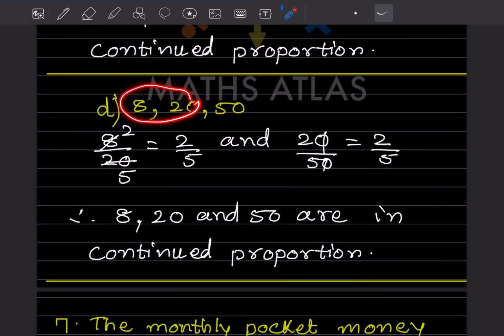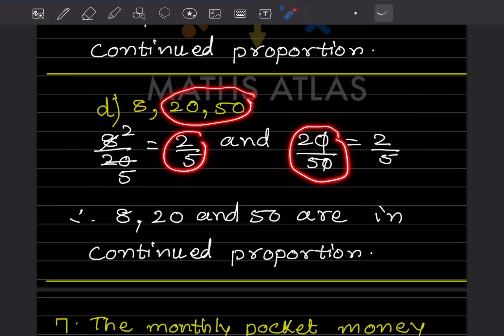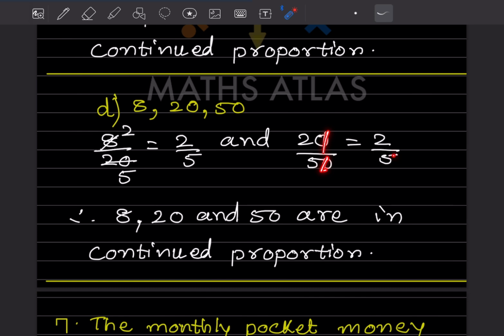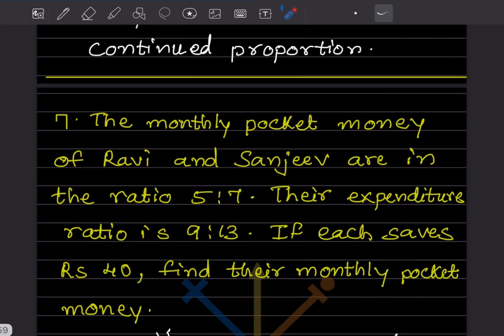Now we'll take this 8 by 20. So this will be 4 twos are and this will be 4 fives are, so that will be 2 by 5. We'll take this and this. So 20 by 50, so 0 and 0 we can cut it, that is going to be 2 by 5. Both are same. So we can say 8, 20 and 50 are in continued proportion.